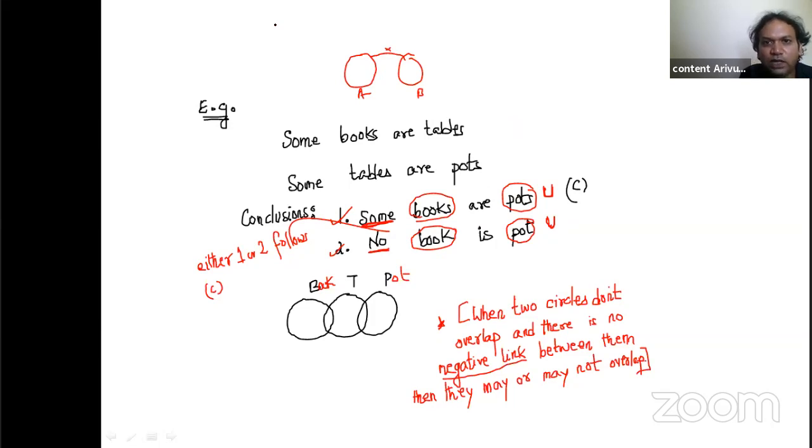One of the conclusions ought to occur. That's a very good point here. Both can't be false, right? So if they may or may not overlap, then out of the two conclusions, one has to be true.